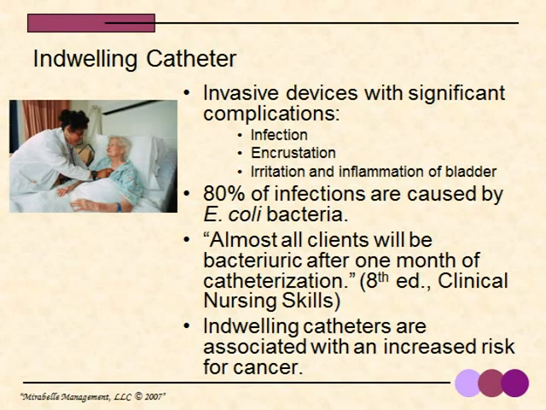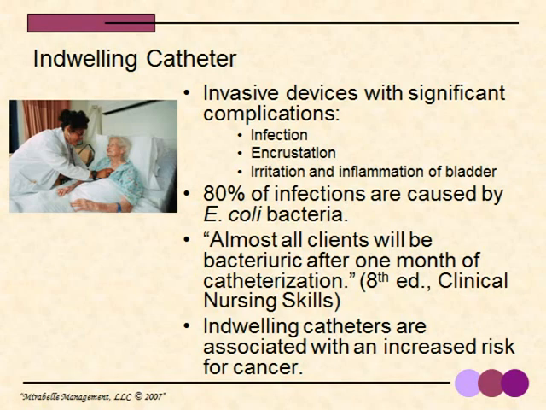Indwelling catheters are invasive devices with significant complications. Infection, incrustation, irritation, and inflammation of the bladder are common. Long-term use of catheters provides access for bacteria from a contaminated environment, and as a result, catheter-associated urinary tract infections occur. 80% of these infections are the result of E. coli, which is a bacterium that can cause serious infections once inside the urinary tract.